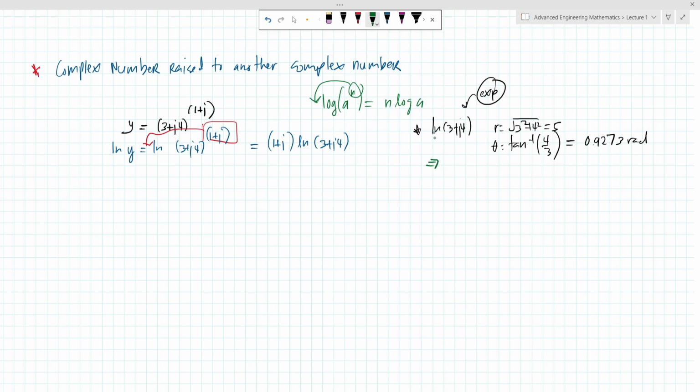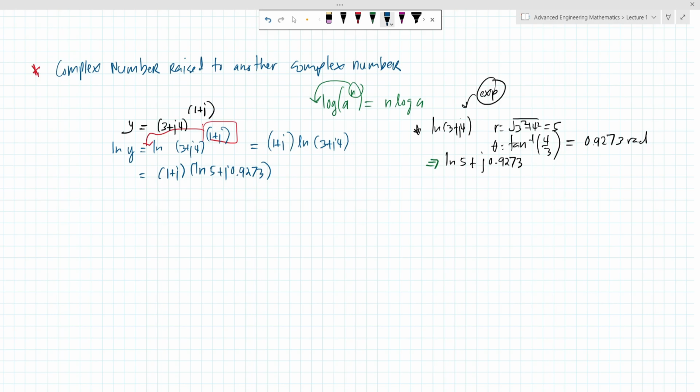Therefore the natural log of 3 plus j4 is the same as the ln of 5 plus j 0.9273. Now we have here the quantity 1 plus j multiplied by the equivalent of ln 3 plus j4, which is ln of 5 plus j 0.9273.